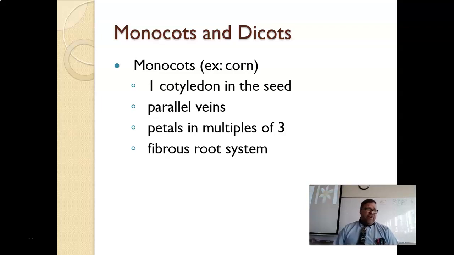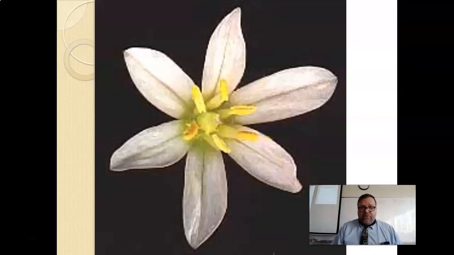And then it has a fibrous root system. We talked about that, where all the little fibers grow out. It's really good for holding onto a plant. Monocots. Dicots. Let's talk about dicots. So monocots have parallel veins, petals in multiples of 3, and a fibrous root system. And that's what it looks like. Count the petals. 1, 2, 3, 4, 5, 6. Has to be a monocot.